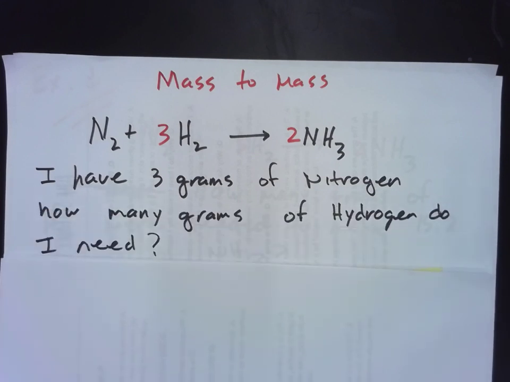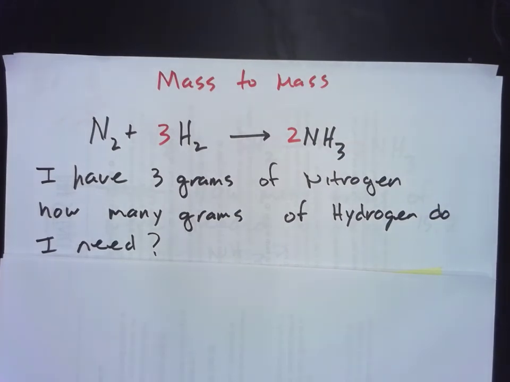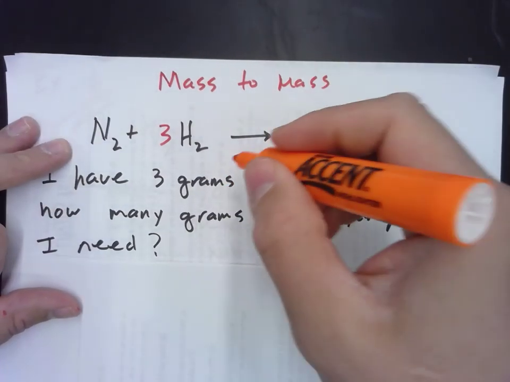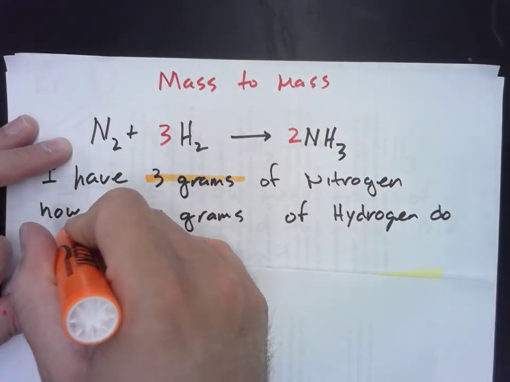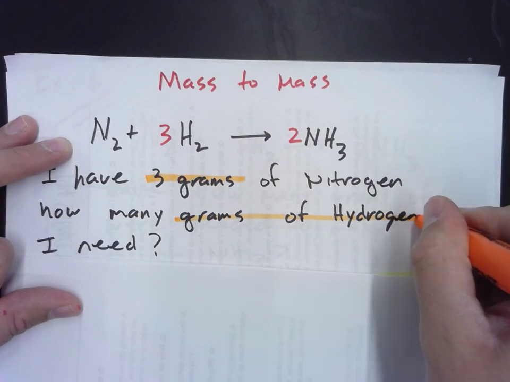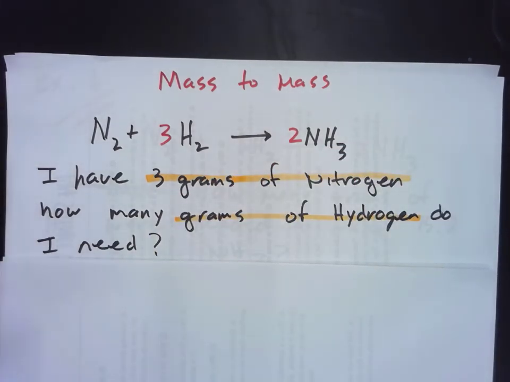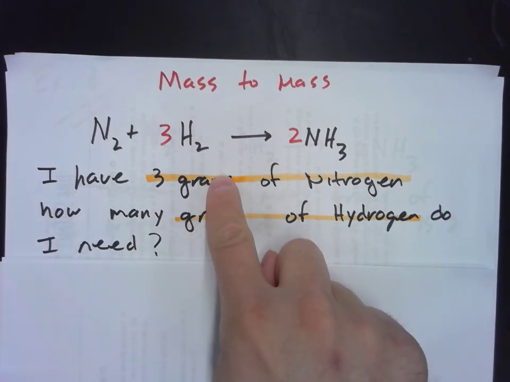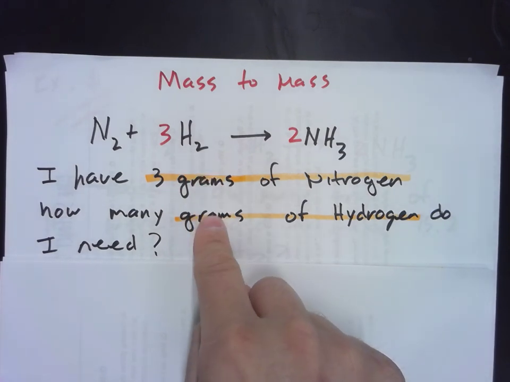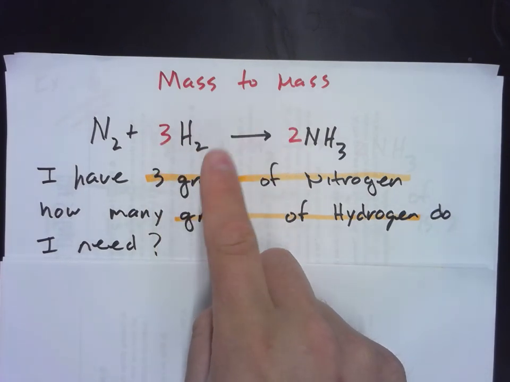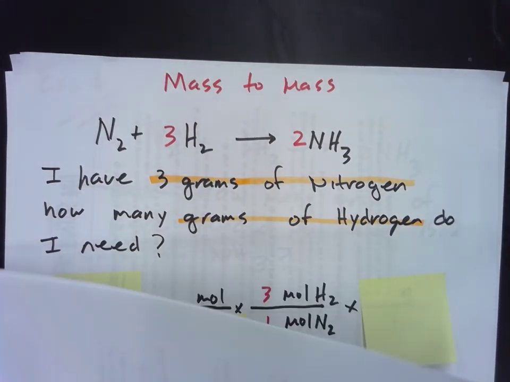And here's what a mass to mass problem looks like. I have 3 grams of nitrogen. How many grams of hydrogen do I need? The reason we call this mass to mass should be obvious: we're talking about mass here, not moles at this point. We're talking about grams. So if you see grams in here, then you know you're going to have to convert from grams to moles first. But I want you to notice something before we talk about any of that.